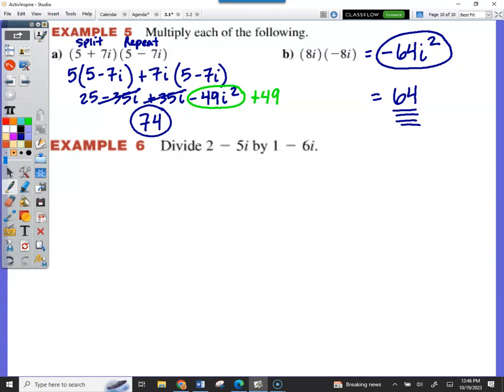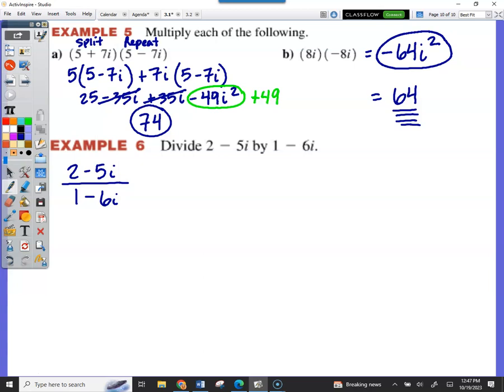That's by design, okay? And the reason why, segue, when you are dividing complex numbers, this says divide 2 minus 5i by 1 minus 6i. Okay, first of all, let's write that in a fraction. We got 2 minus 5i divided by 1 minus 6i. We're going to divide these complex numbers. In order to divide them, you're actually going to multiply by the conjugate of the denominator, and it should eliminate the i in the bottom of the fraction.